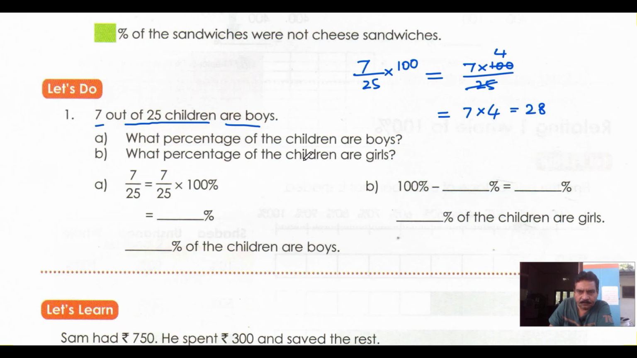So here, 28%. Now 28% are boys. What do you mean by 28%? 28 out of 100. Then how many percent of girls are there? It means 100 minus 28 is equal to 72, right? So this is your 28% and this is your 72%. So dash percent of children are boys, that is 28% of children are boys.